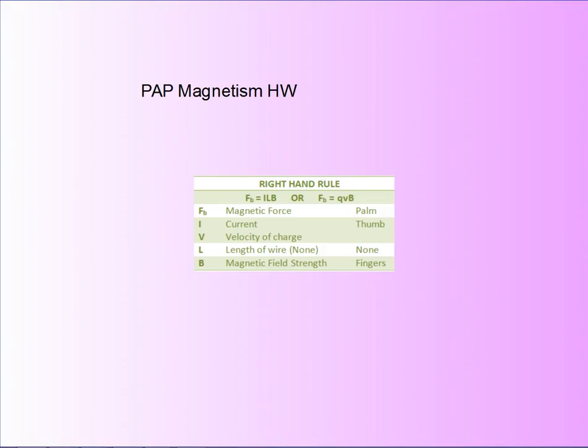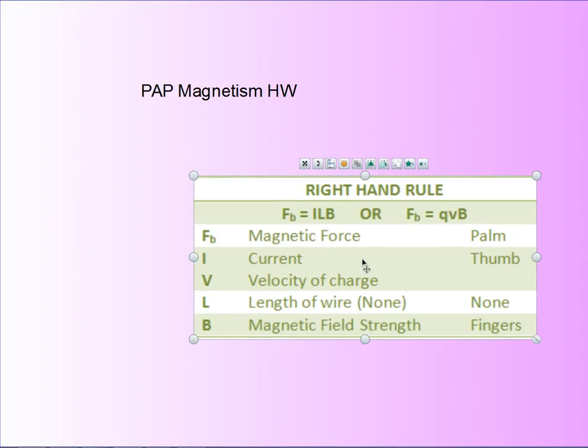You're going to have to be able to find the direction. Now remember, use your thumb as the direction of the current or the direction of the velocity. L is the length of the wire. Now this is not really a direction. You're kind of combining I and L together here. And B is the magnetic field strength. Now put your fingers in the direction of the magnetic field strength, and the force will be in the direction of your palm. If you have a negative charge, then just figure it out, and your answer is going to be the opposite of whatever you found to start with.